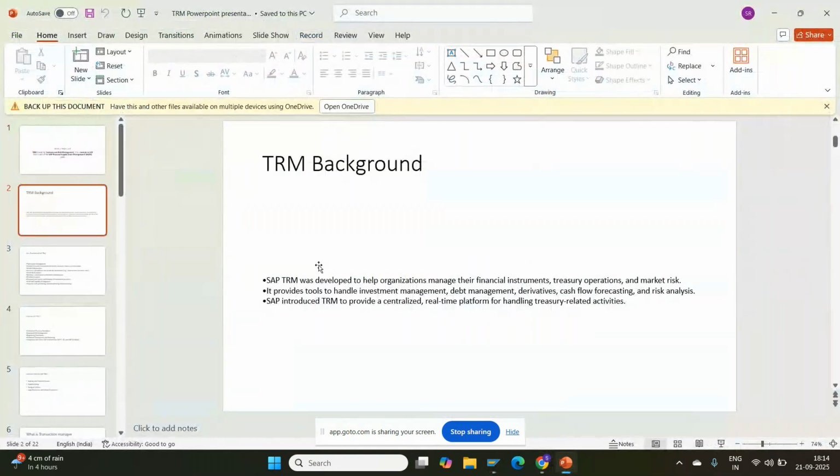For example, the main intention of TRM is financial decision making. You need to check what your company's investments are and what your company's borrowings are. Like if there is any bond, securities, or fixed deposit, we can take it at the TRM level. TRM is for financial decision making purposes. That's why they provided TRM separately.